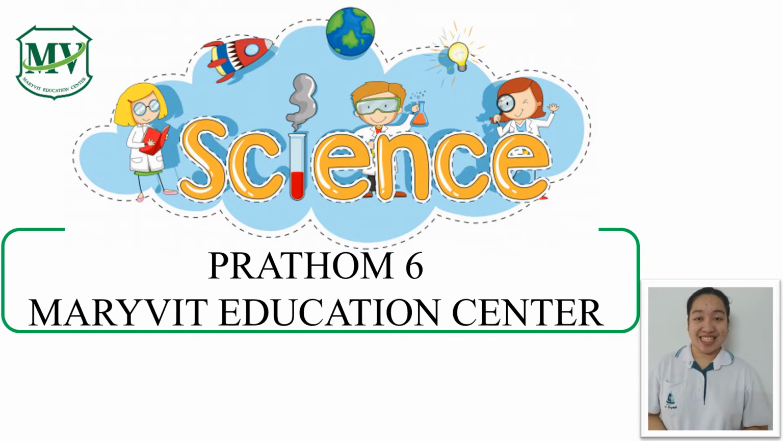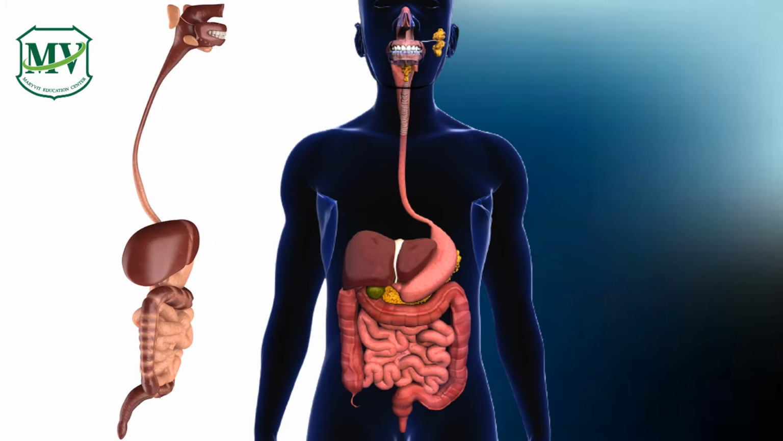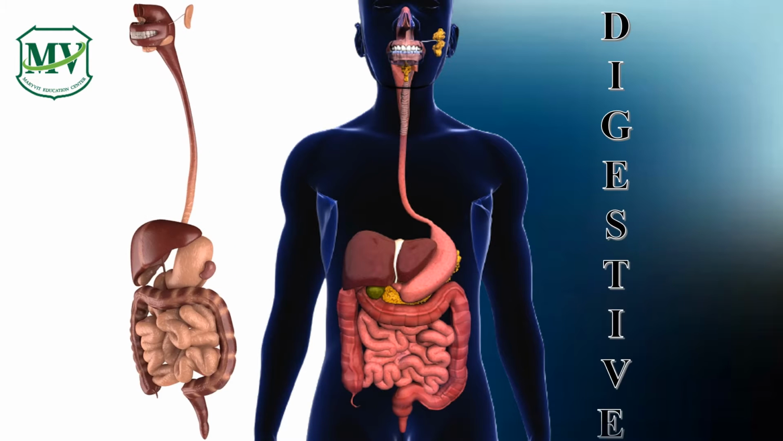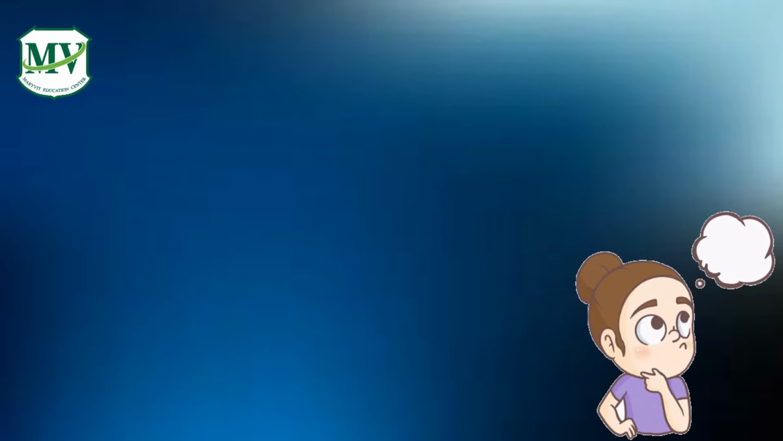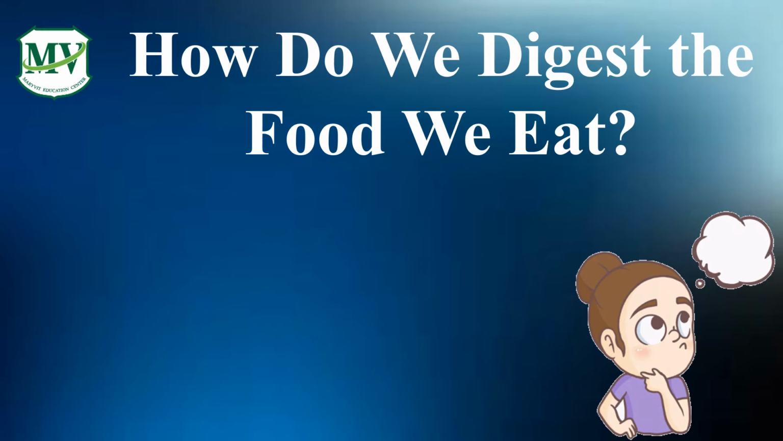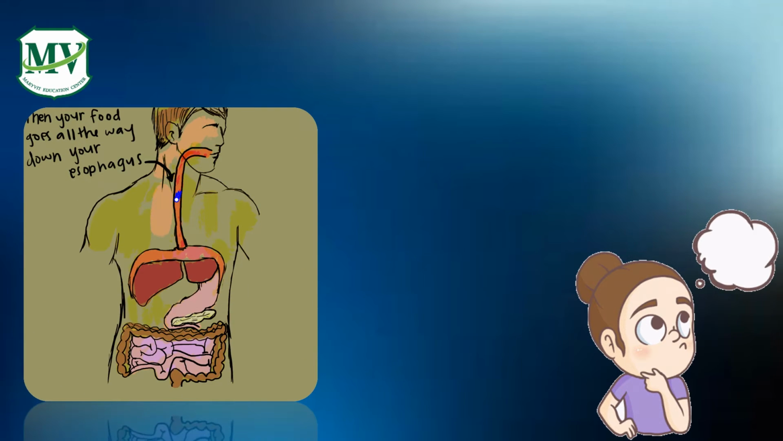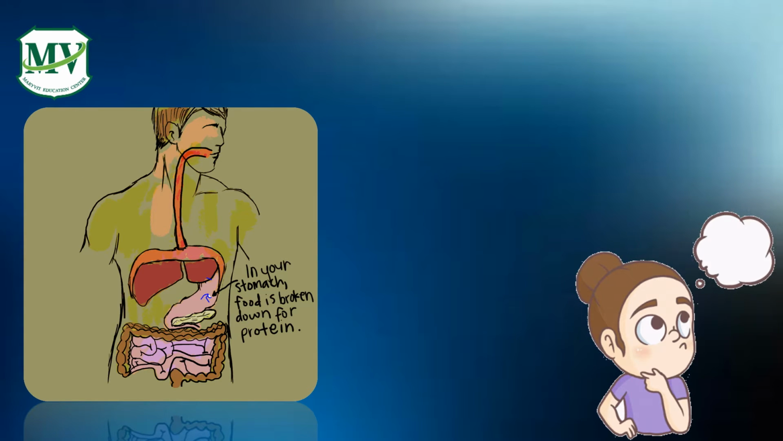This is Teacher Joy. Today, we are going to learn about the digestive system. First, how do we digest the food we eat? Carbohydrates, proteins, and fats in food are too big to be absorbed, so the foods are broken down during the process called digestion.